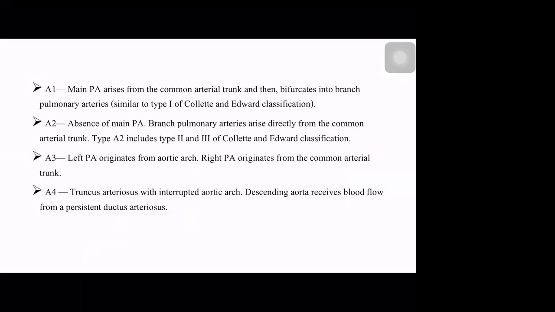In type A4, the truncus arteriosus is associated with another very serious and complicated congenital heart disease, that is interrupted aortic arch. When interrupted aortic arch is associated with truncus arteriosus, it is known as type A4 of modified Van Praag classification.